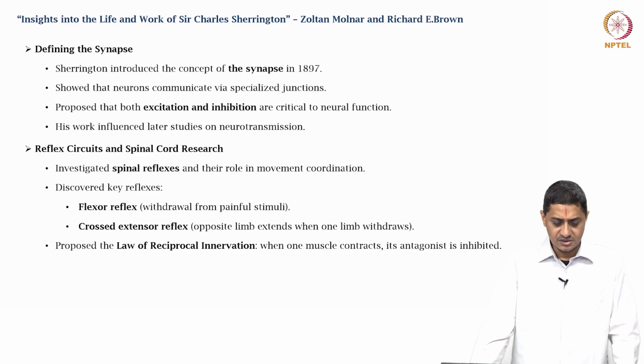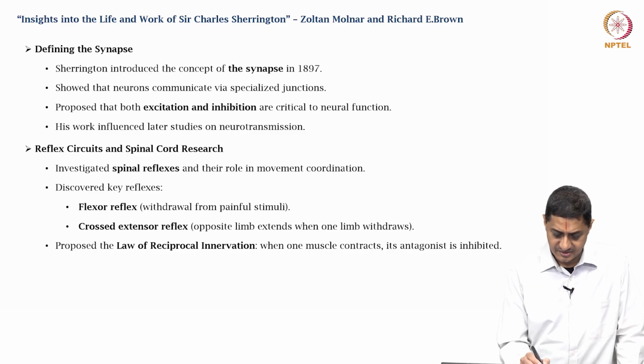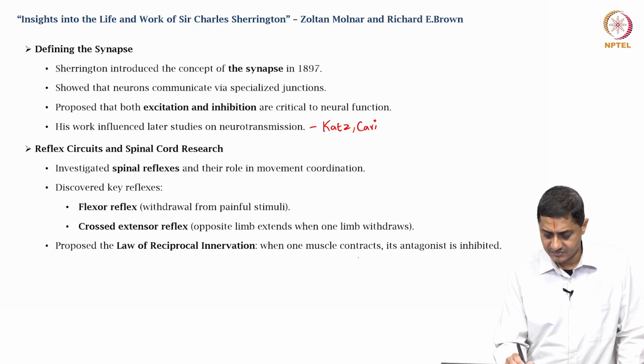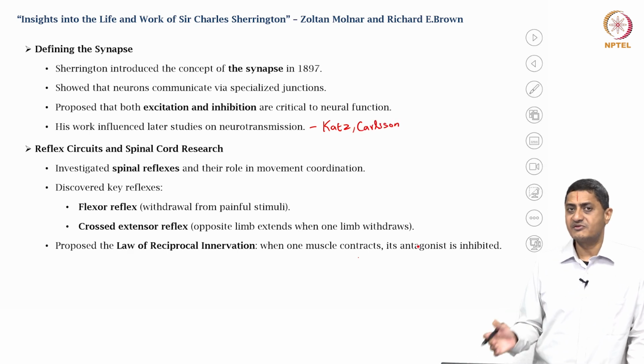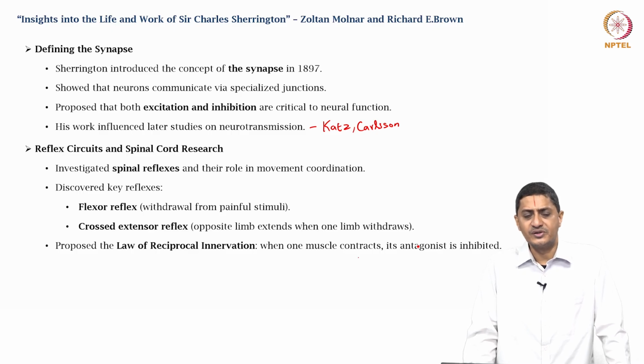His work essentially influenced later studies on neurotransmission. Some of those who discovered neurotransmitters went on to win Nobel Prize on their own. For example, Bernard Katz, Arvid Carlson. Some of those who discovered the mechanisms by which communication happens between neurons, or communication happens at the synapse, went on to win Nobel Prize on their own.